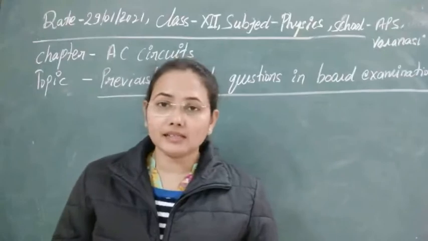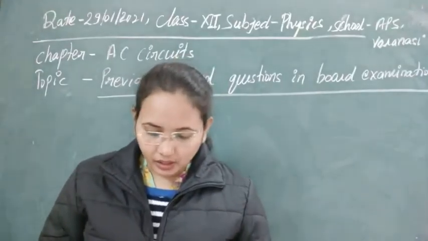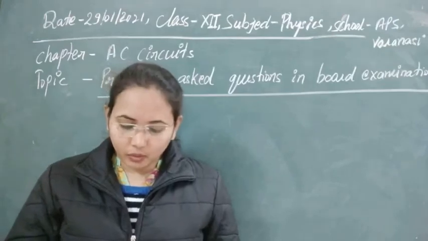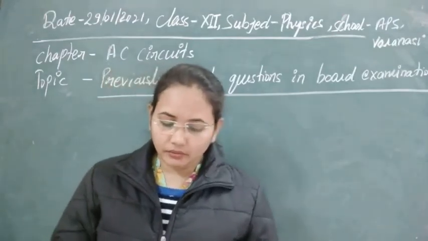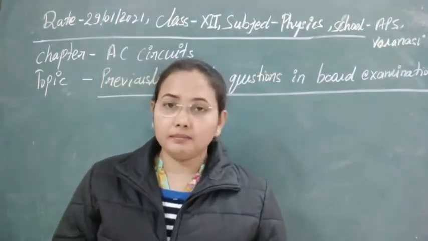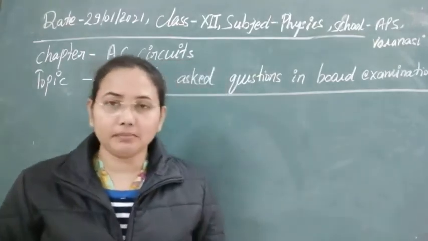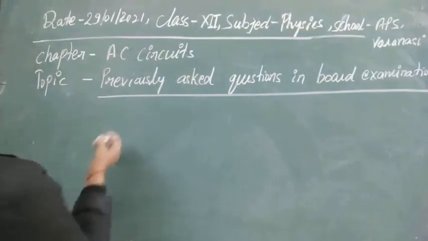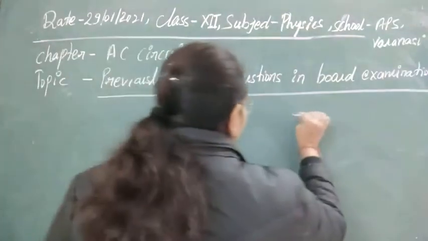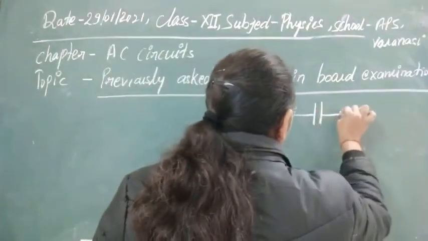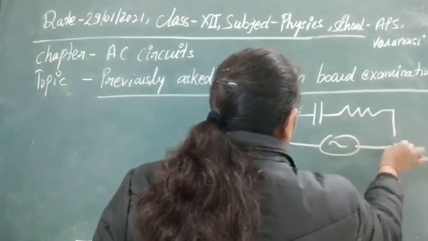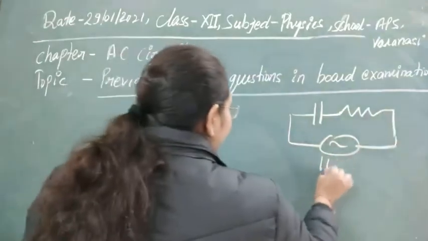We have a CR circuit in this question. A 100 microfarad capacitor in series with a 40 ohm resistance is connected to a 110 volt, 60 hertz supply. Here, three things are given. First of all, let's write it down. We have a CR circuit like this, connected in series with an AC signal.